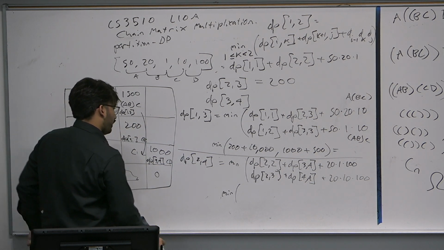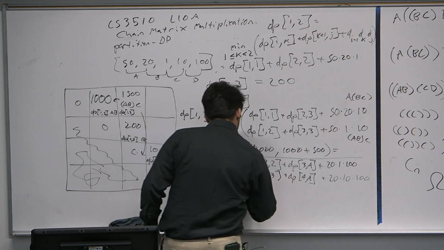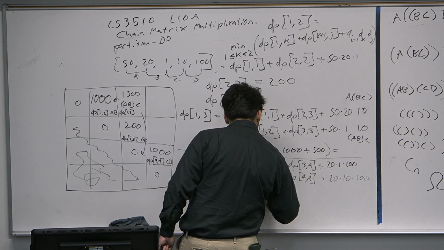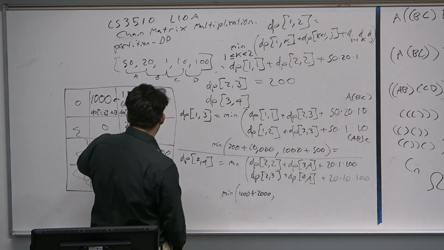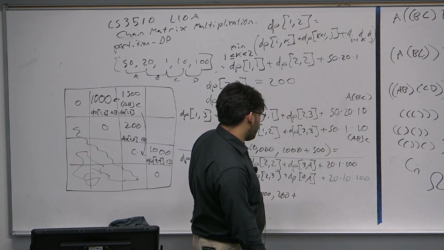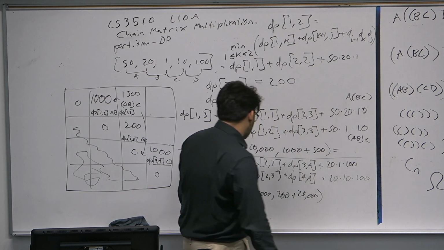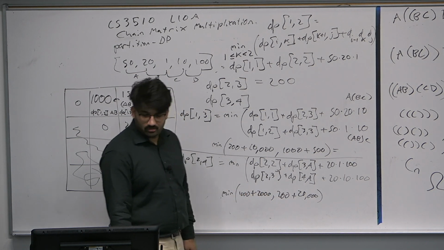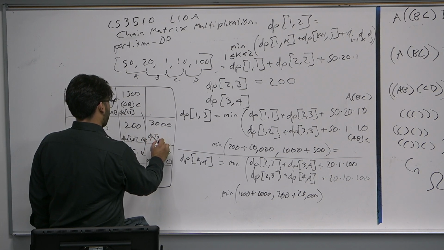So what is dp of 3, 4? That's going to be 1,000 plus, what is that, 2,000? Then we're going to compare dp of 2, 3, which is 200, plus 20 times 10 times 100, which is, what is that, 10,000, 20,000? Double check me. Sounds right. That's 3,000, that's 20,200. So we're going to take the 3,000 option, right? So this one is going to be 3,000. And that's dp of 2, 4.